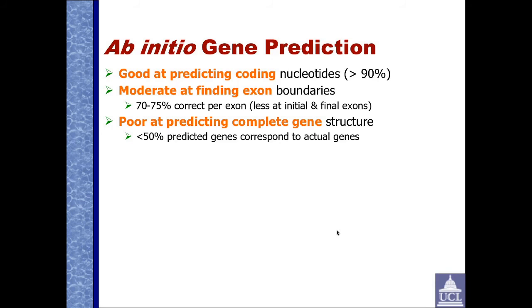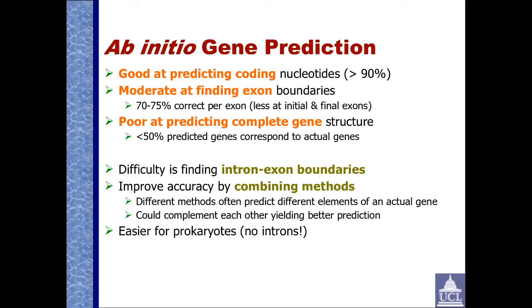So in general, ab initio gene prediction is good at predicting coding nucleotides. It gets 90% of them correct. It's moderate at finding the exon boundaries, 70 to 75% correct per exon, less for the initial and the final exons, and quite poor at predicting the overall complete gene structure. Less than 50% of predicted genes correspond exactly to the actual genes.